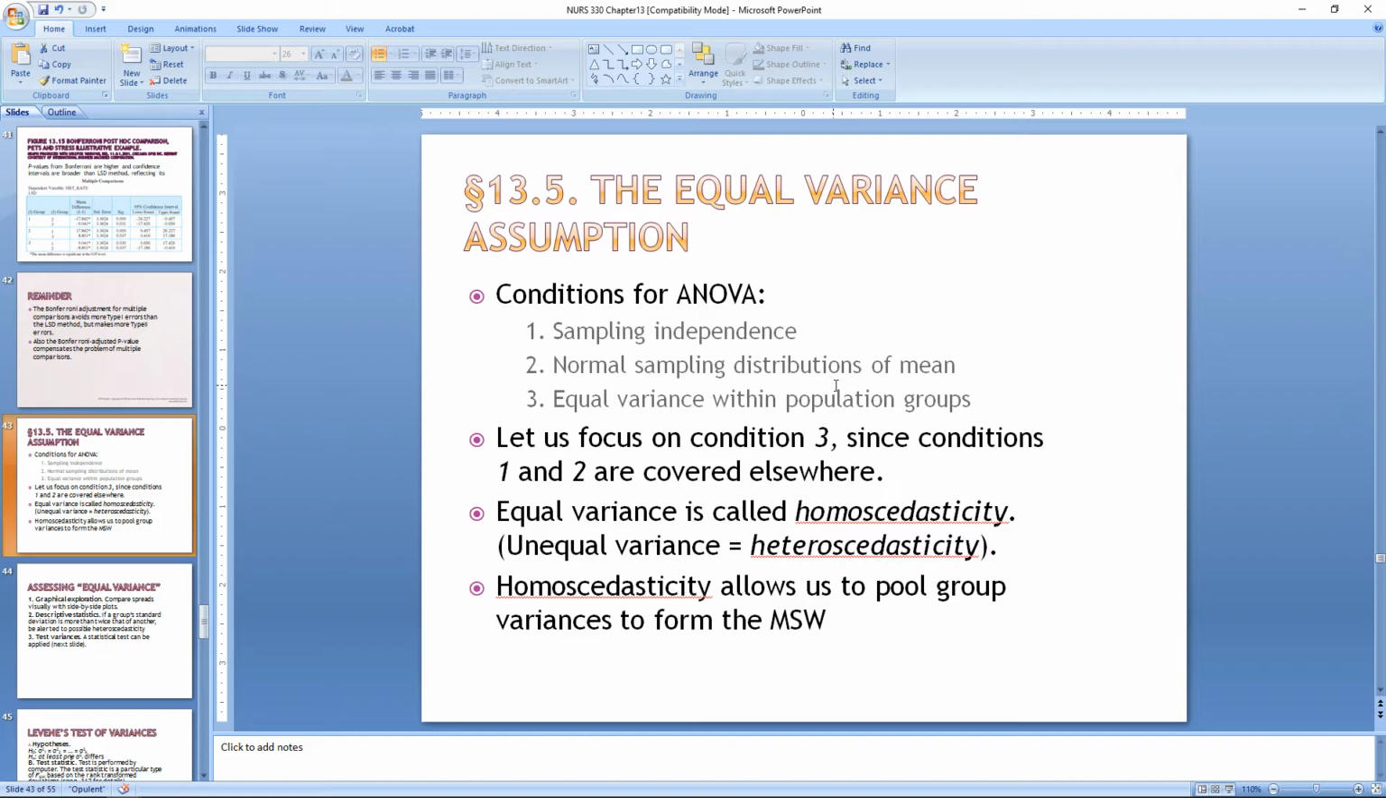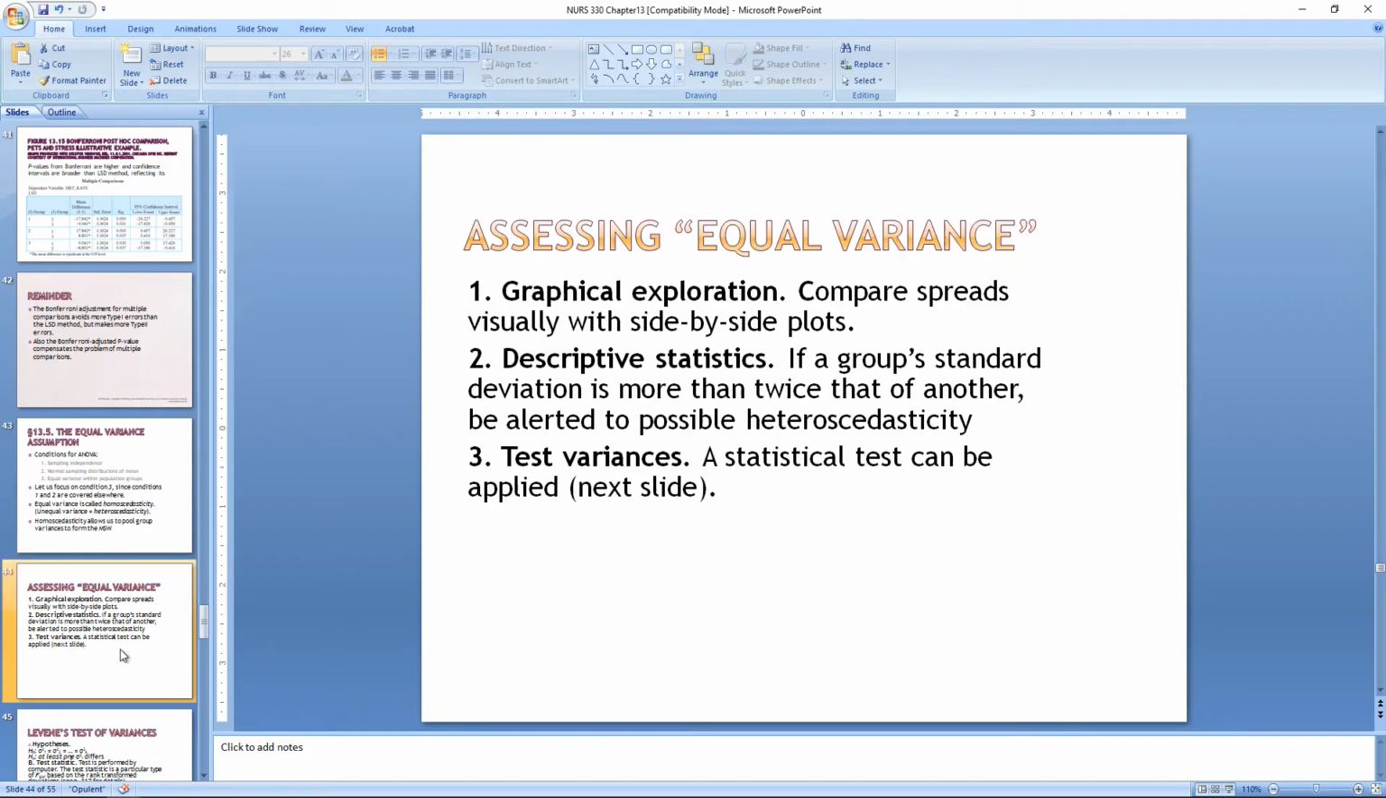So the equal variance assumptions, so conditions for ANOVA. Remember, the sampling has to be independent, normal sampling distributions of means, and equal variance within the population groups. So let's focus on condition 3 since the other 2 have been covered. When we have equal variances, it's called homoscedasticity. Unequal variances is heteroscedasticity. Sorry, I might mess these up a couple times. Can't really say them very fast. So homoscedasticity allows us to pool groups of variances to form the mean squares within.